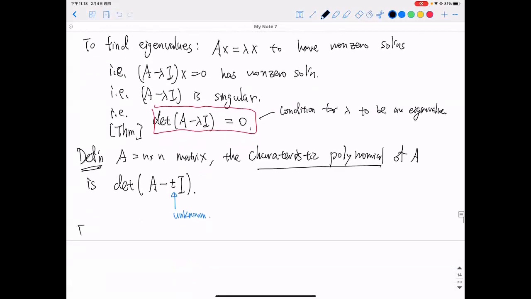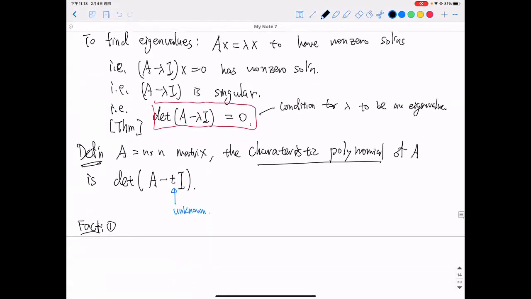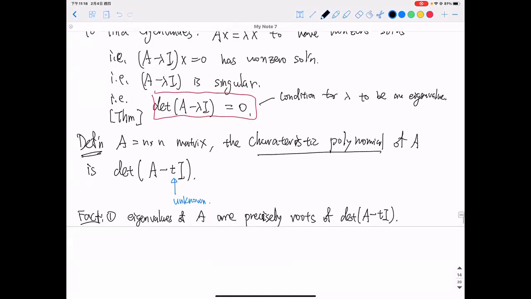And the definition is formulated in such a way that eigenvalues of A are precisely the roots of the characteristic polynomial. That's pretty obvious from the discussion we had.